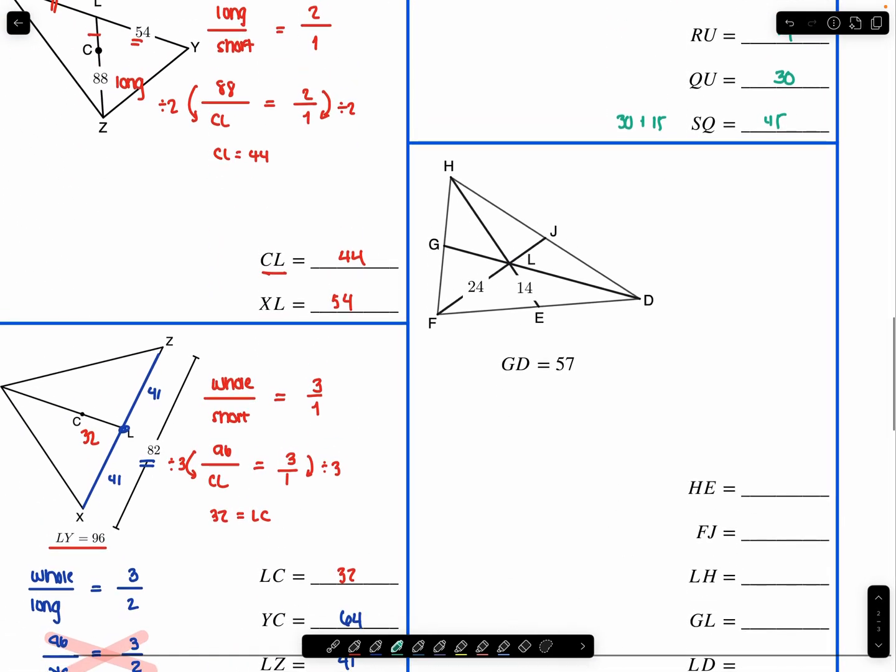Down here, similar story. In fact, I'm going to start with GD. GD is this line right here that we know to be 57. And so the one fact that we do know is that the whole is triple the short, or in other words, the short is 1/3 the whole. So we take 57 and we divide that by 3, which is 19, we're going to get the length of the short. And as we said before, the long is double the value of the short, so this is going to be 38.